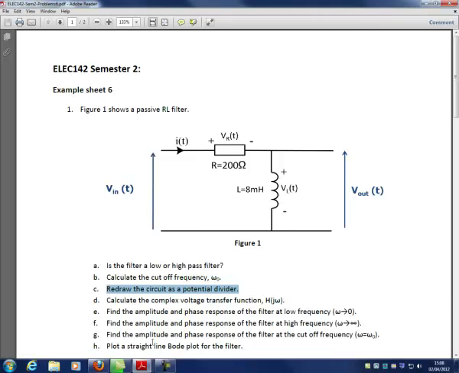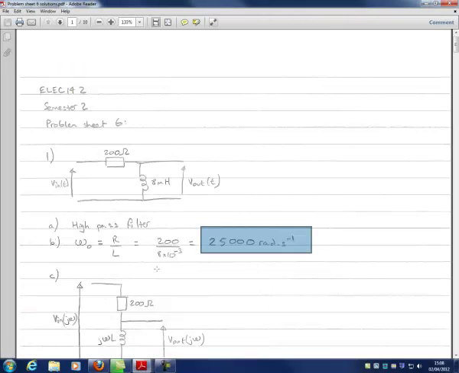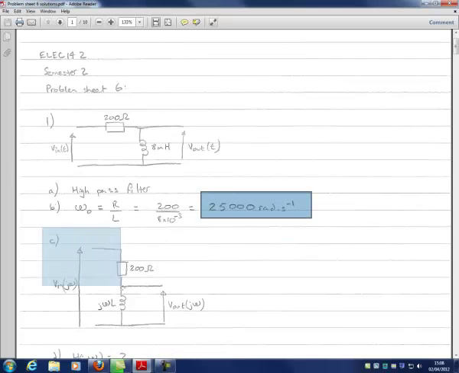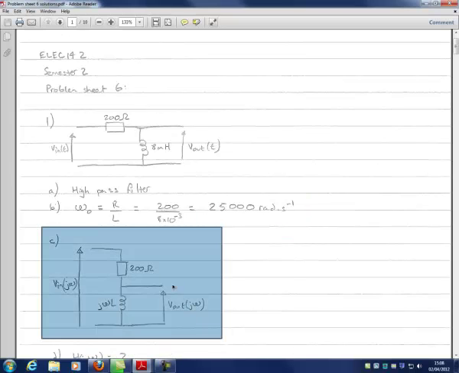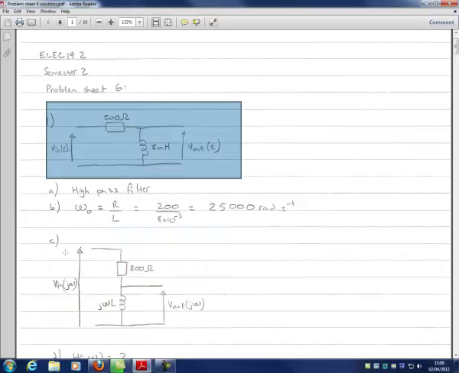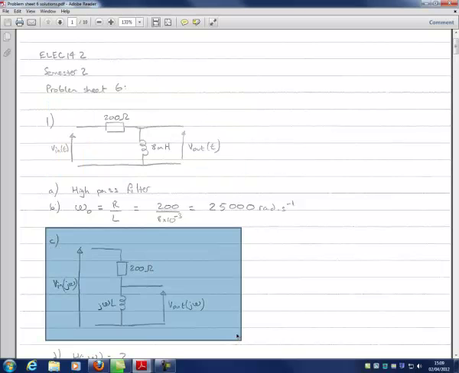So let's redraw the circuit as a potential divider. Here we go. Simple as that. So what you can see is that V in j omega is applied across both the resistor and the inductor, but the output is taken just across the inductor. And if you can see how we go from this configuration to this configuration, you've got your head around it, and that's really important, and that's really going to help you as you go forward in your studies. So this is how we redraw it as a potential divider. This is all in your lecture notes as well. So hopefully this should make sense.